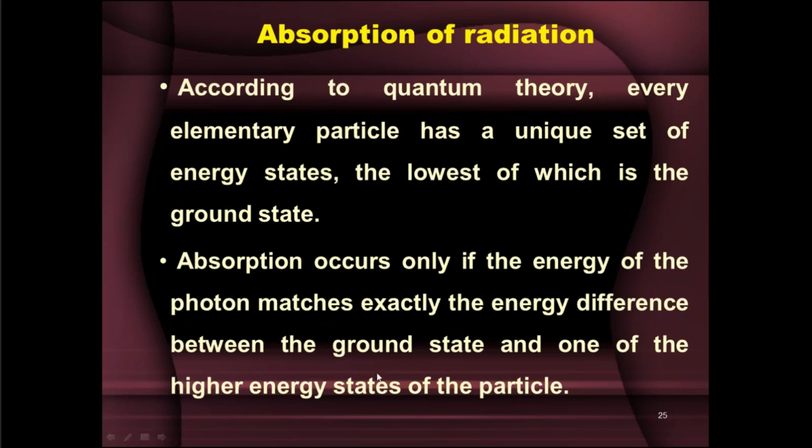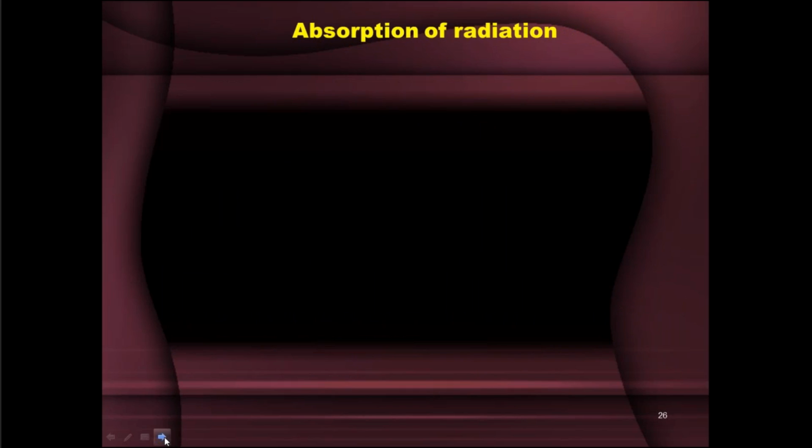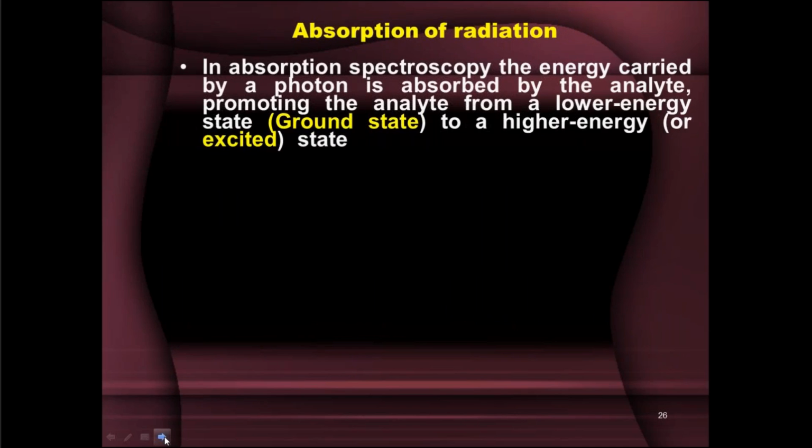What is the ground state? It is the lowest energy state and it will be the stable state of the molecule or the elementary particle. A higher energy state is an energy state that is usually not occupied and has a higher value. The exact difference between the two should be the energy possessed by the photon to ensure that absorption takes place. I'll show with energy level diagrams, which will make it a little more clear to you.